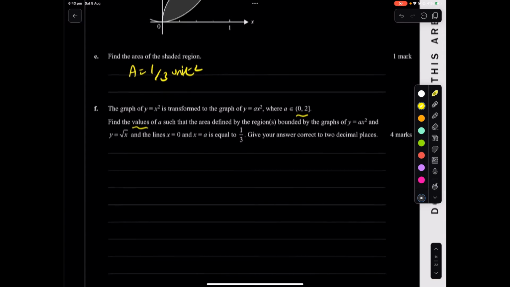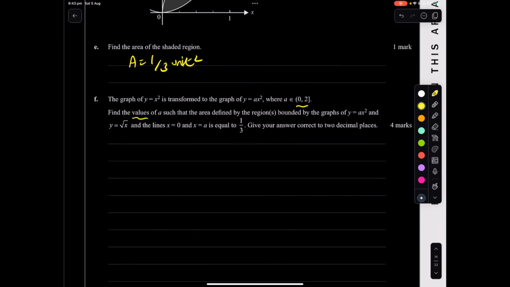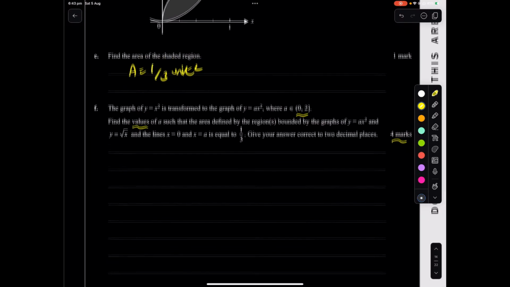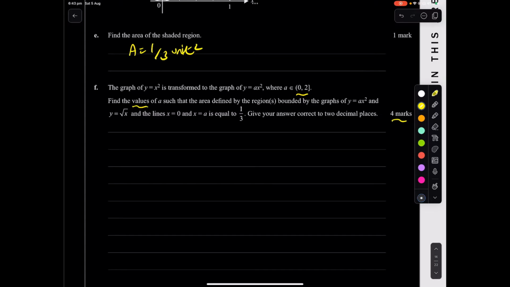Okay, it's 4 marks. Wow. So there must be some trick to it. It's not that basic. There has to be some extra information, like extra answers, if they're giving us 4 marks. The graph is transformed. Find the values of a such that the area bounded by this and this is 1/3.